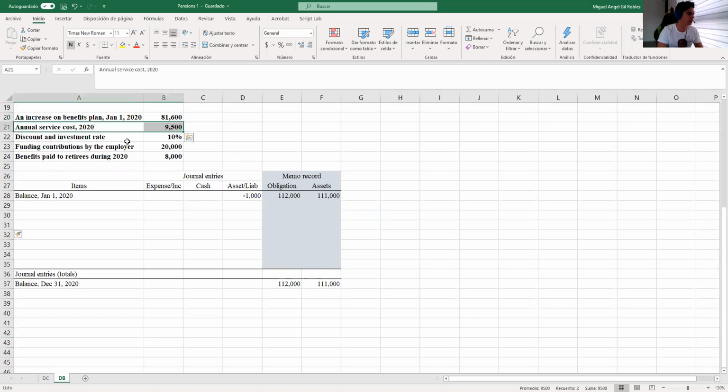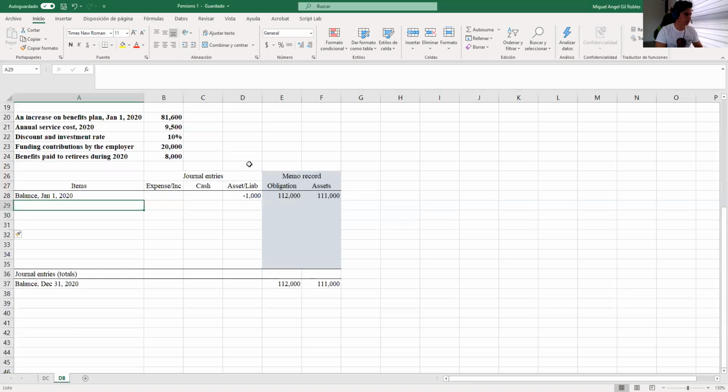We have annual service costs, we have a discount and investment rate. We also have a contribution from the employer. That's the money that the company pays to the fund, and the benefits paid to people who are already retired. So let's begin with the first step, which is to increase the benefits plan. Okay, that's the first thing that we need to do.